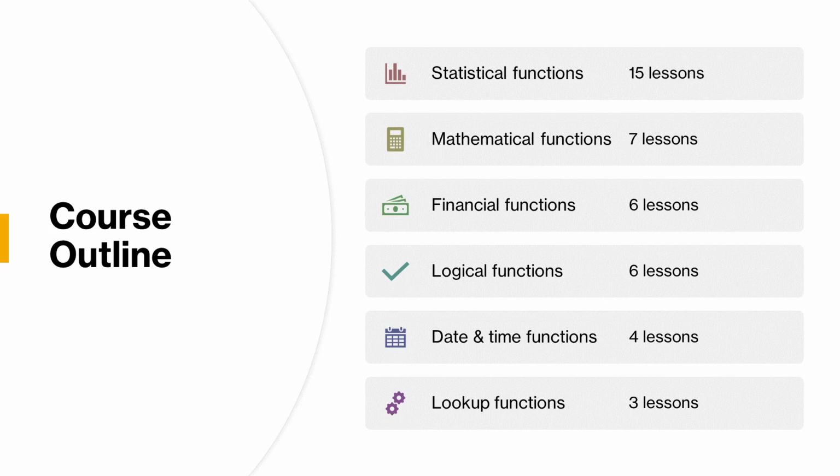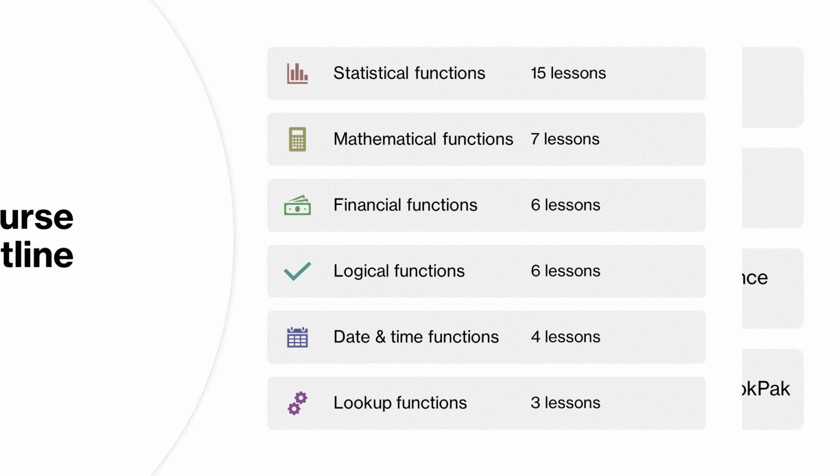There are 6 categories that will be covered in this course, and they are as follows. Statistical functions, 15 lessons. Mathematical functions, there are 7. The financial functions, there are 6 lessons. The logical functions, 6 lessons. The date and time functions, 4 lessons. And the lookup functions, 3 lessons.